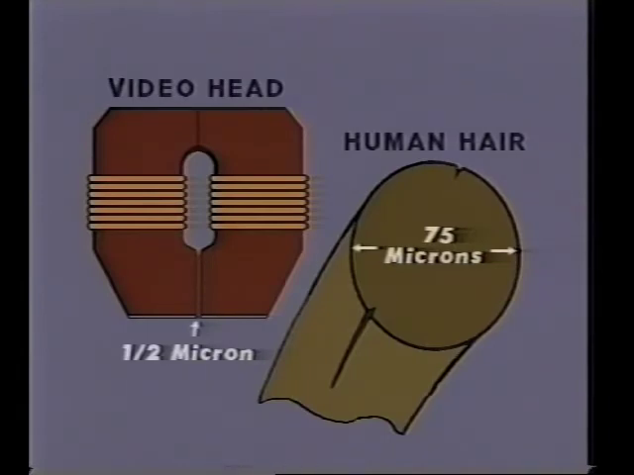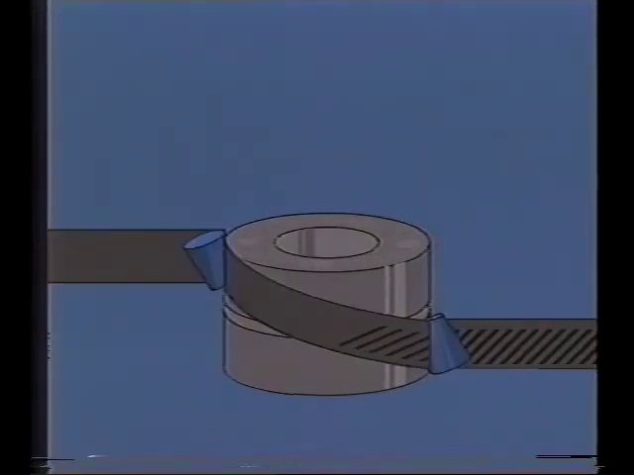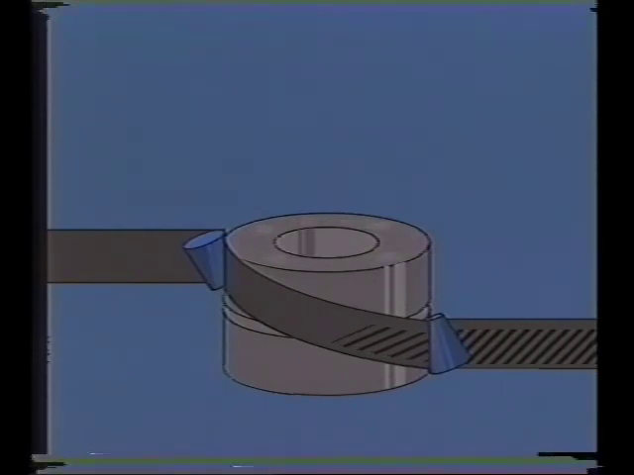The head size has, of course, also been drastically reduced. A typical video head gap is a fraction of the size of a human hair. To record the video tracks at an angle, two heads are mounted on opposite sides of a rotating drum. The tape is guided past the heads at an angle, resulting in the diagonal tracks.